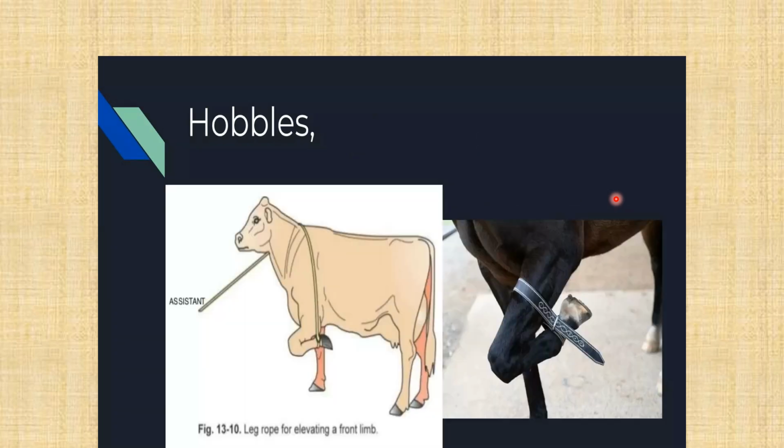Then this is the hobble. Hobble is just like our belt type structure. Sometimes, depending upon the animal size, etc., we need to select the rope which is most suitable to our farming industry.